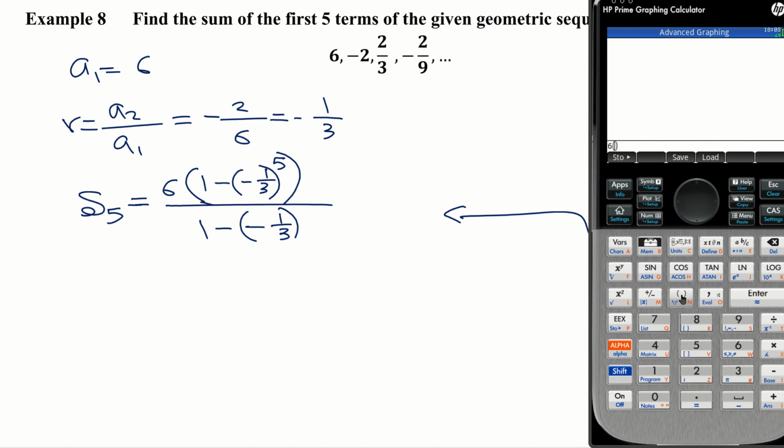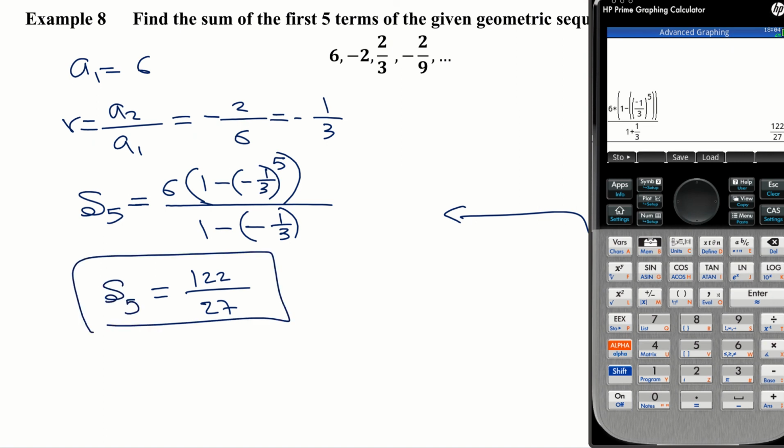All right, so we have 6 times 1 minus, I'm going to open another set of parentheses for the negative 1/3, and then we'll exit that first pair and then raise it to the power of 5. That's the nice thing about this calculator. You can just type it exactly as you see it, and then hit divided by, and then 1 minus negative 1/3. I'm just going to put 1 plus 1/3, and that's it. So there it is. Now that's a decimal number. I'm going to try to see if I can turn it into a nice fraction. So I'll hit that, and there it is. So 122 over 27, for the sum of the first 5 terms of this geometric sequence. Okay? All right, let's move on.